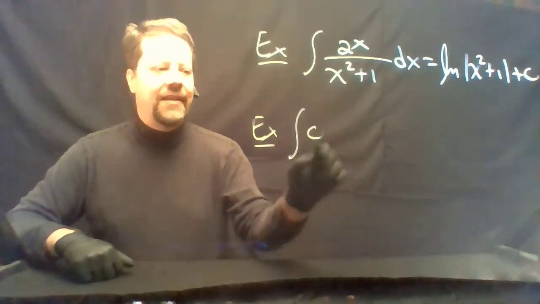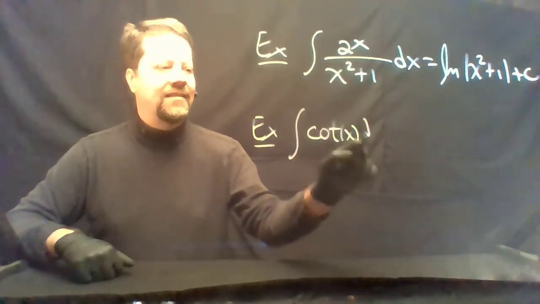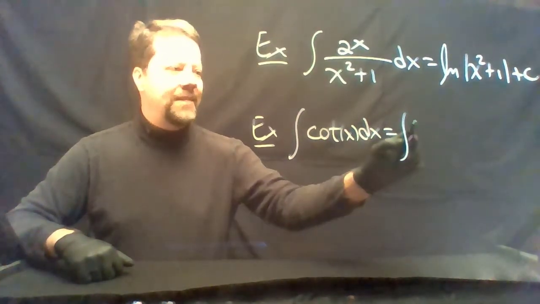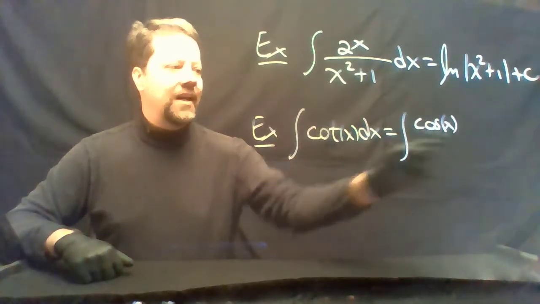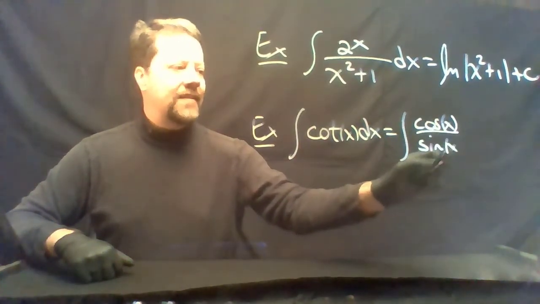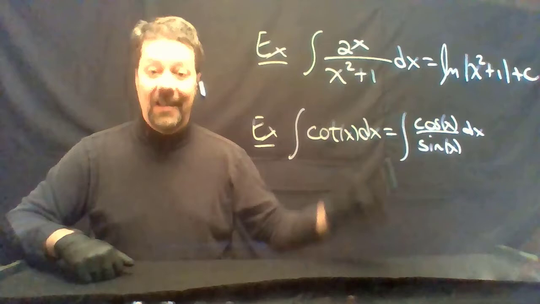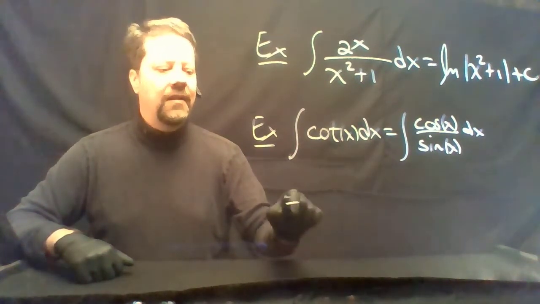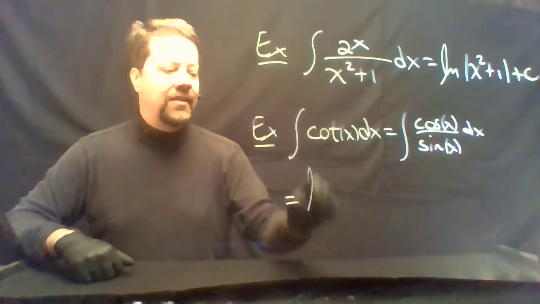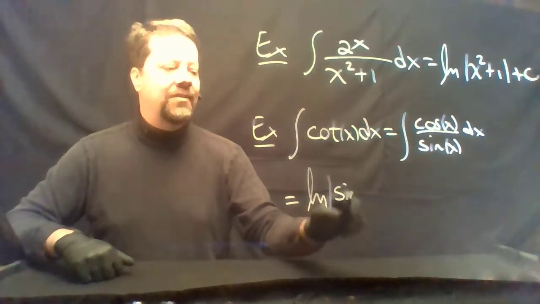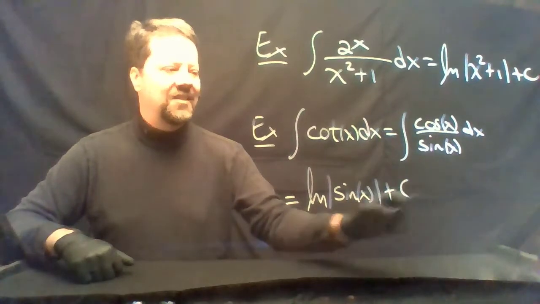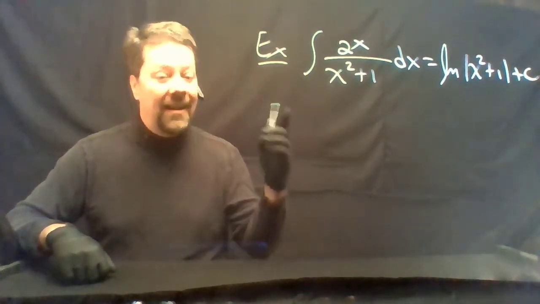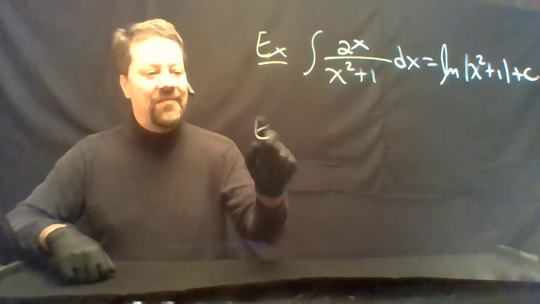Let's suppose I'm integrating cotangent x dx. The integrand can be expressed as cosine of x over sine of x dx, and now it's in the form f prime over f. We deduce then that the answer is the log of the absolute value of the sine of x plus c.